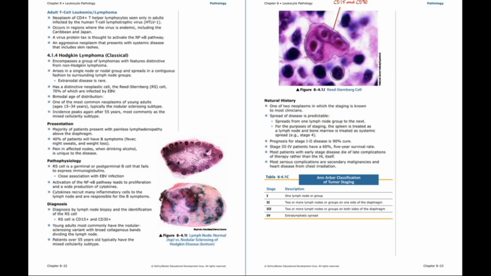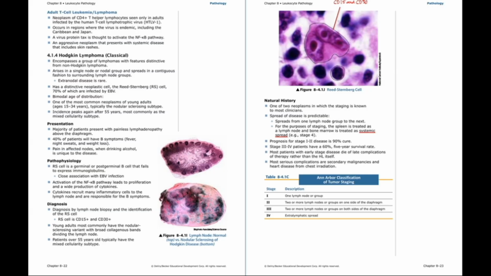Hodgkin's lymphoma is one of the two neoplasms with staging known to most clinicians, the other being colon. The spread of the disease is very predictable. Remember, it starts in one node and involves that nodal group and then spreads sequentially to the next adjacent lymph node group, so that the disease basically is divided by whether disease is confined to one side of the diaphragm or goes across it. For purposes of staging, the spleen is treated as though it's a lymph node, and bone marrow involvement is treated as though it is systemic spread, that is, stage 4.